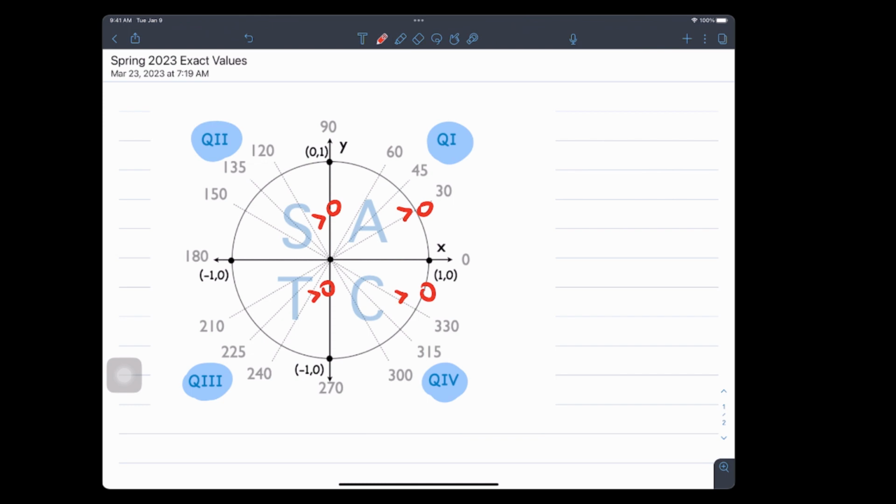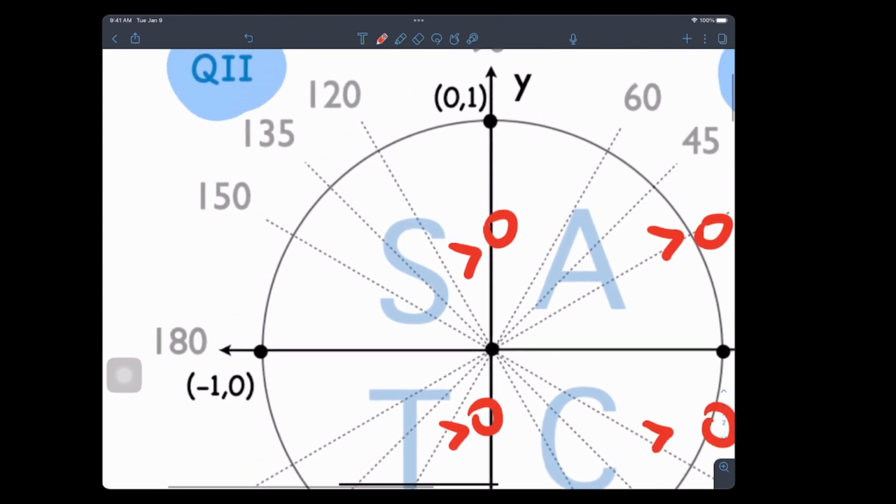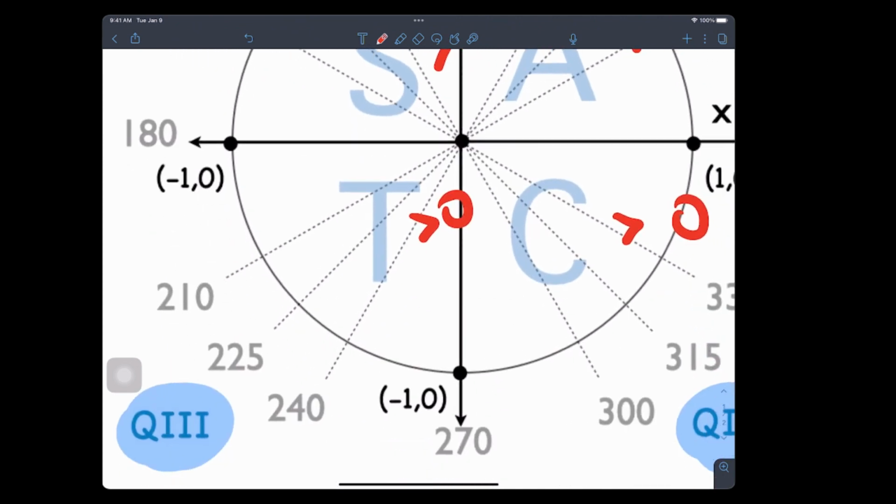quadrant 2, sine's positive. What does that mean about, here's quadrant 2, what does that mean about cosine and tangent? They're negative. Good. What about quadrant 3? Tangent is what? Positive. What does that mean about sine and cosine? They're what? Negative. Okay, you guys okay with that?